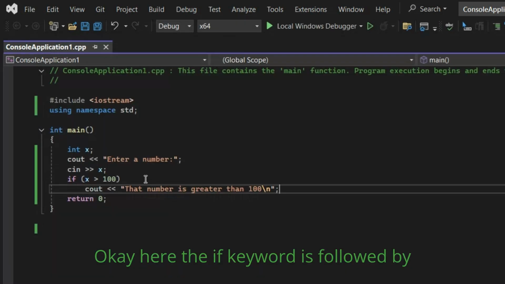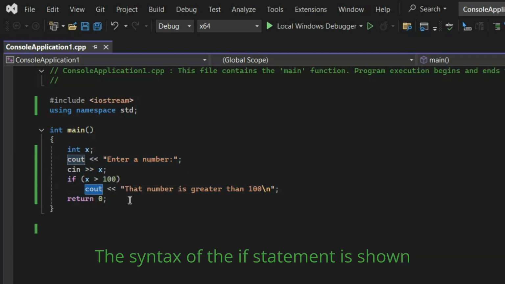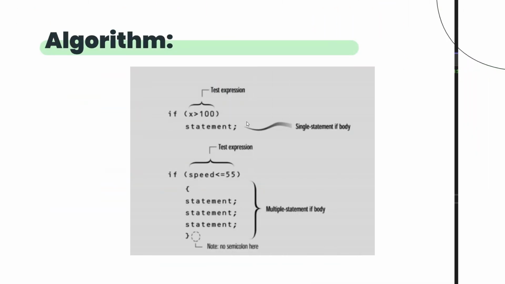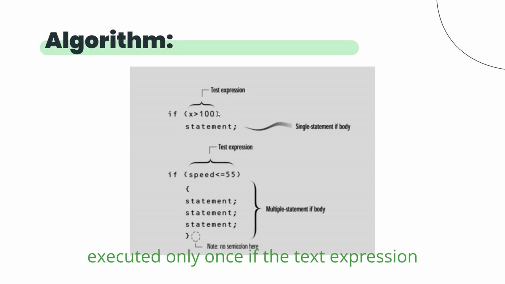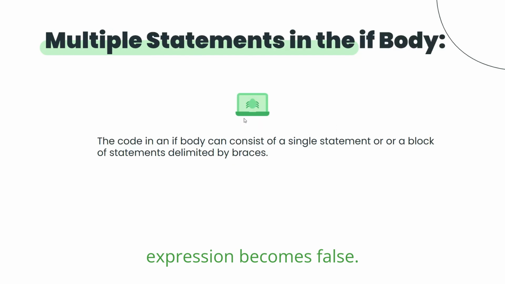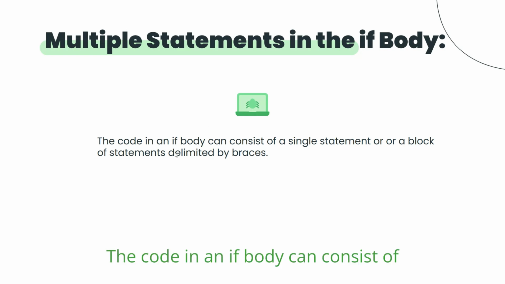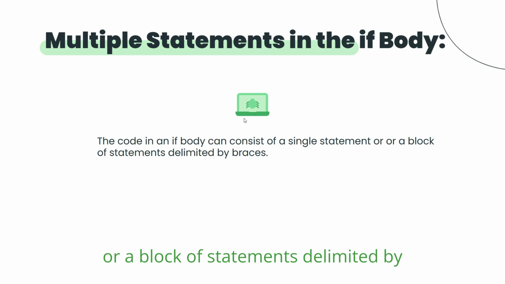Okay, here the if keyword is followed by a test expression in parentheses. The syntax of the if statement is shown in this code. As you can see, the syntax of if is very much like that of while. The difference is that the statements following the if are executed only once if the test expression is true. The statements following while are executed repeatedly until the test expression becomes false. Multiple statements in the if body: the code in an if body can consist of a single statement or a block of statements delimited by braces.